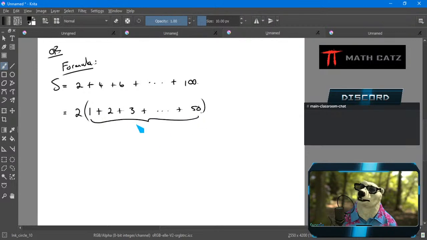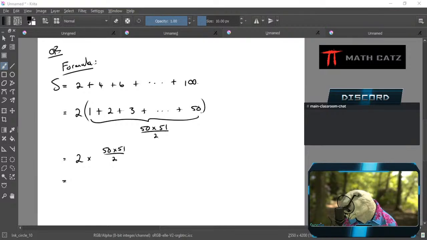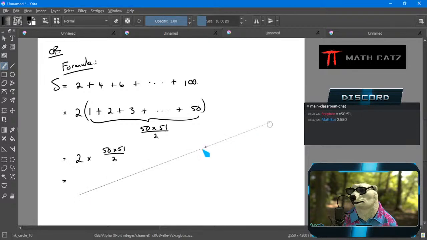This now in the bracket is perfectly set up for the formula. And it is 50 times 51 over 2. I still have this 2, so it's 2 times 50 times 51 over 2, which is, get rid of this line, stupid line, 2,550.